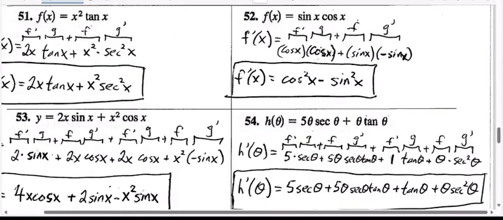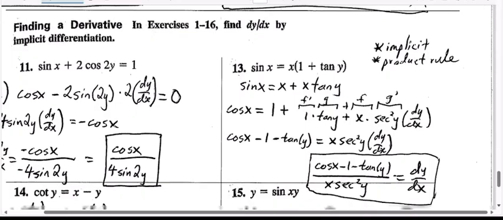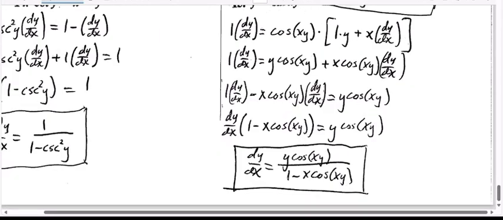I'm going to check the answer key on number 13 right now. You can see what we have is the same result. You can go to others. You can also go to some other questions.